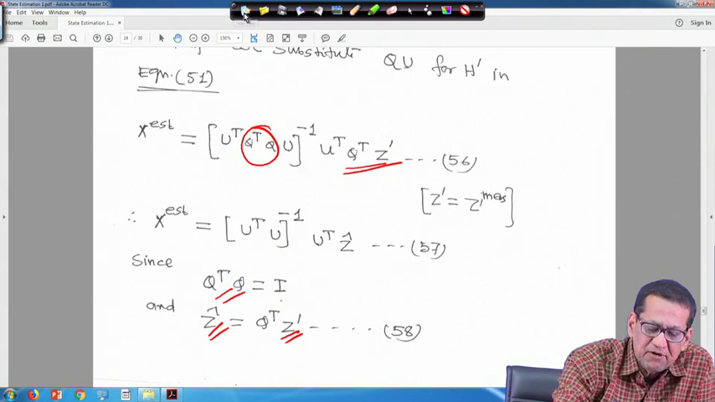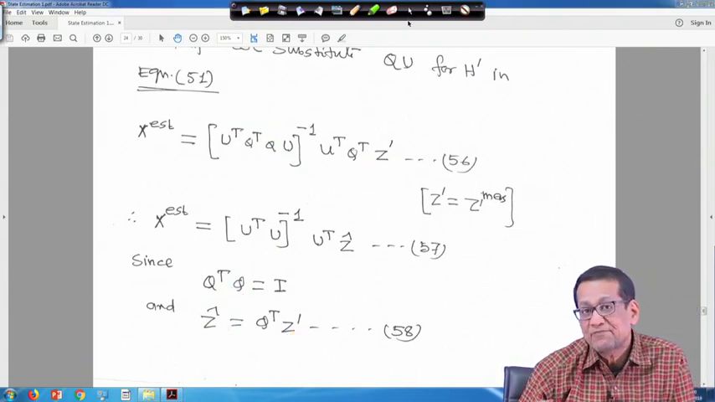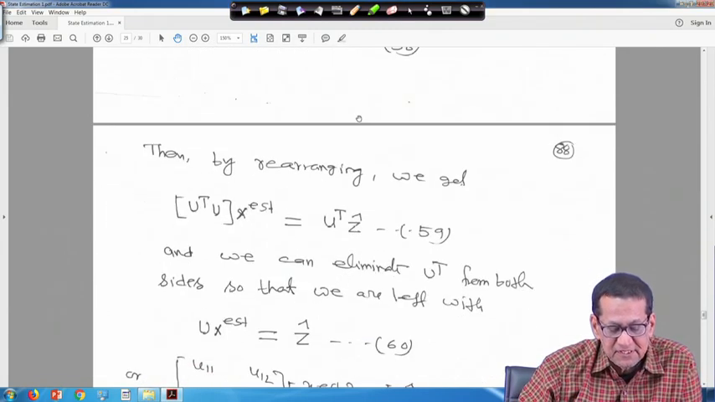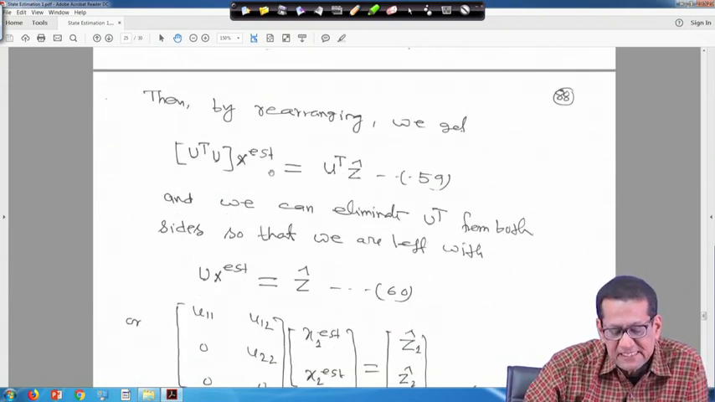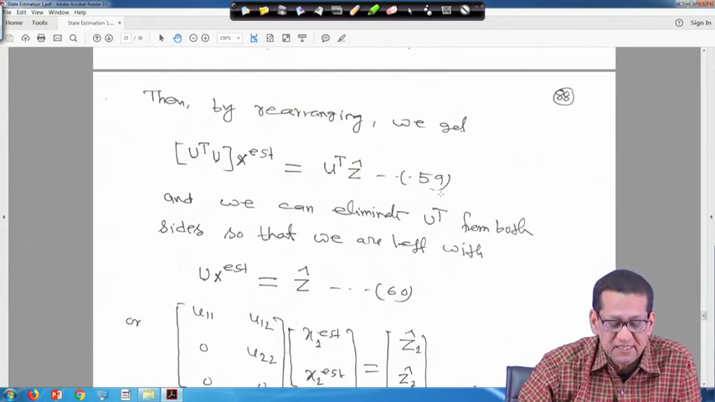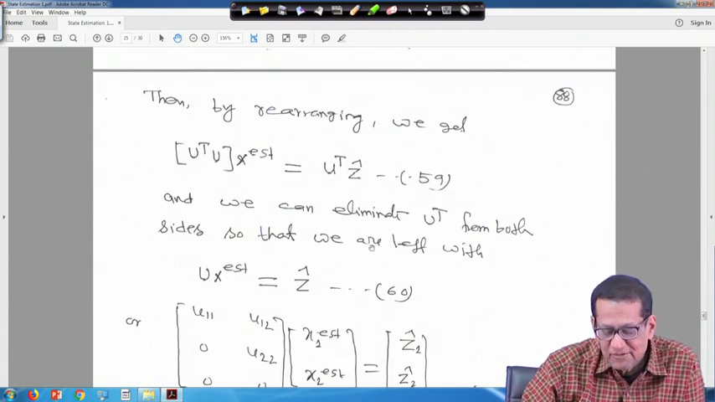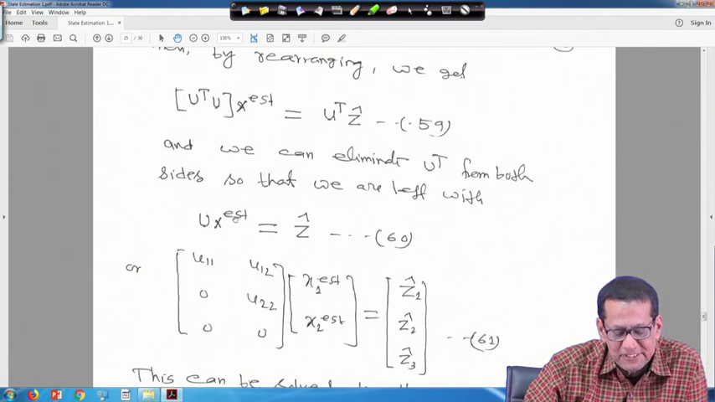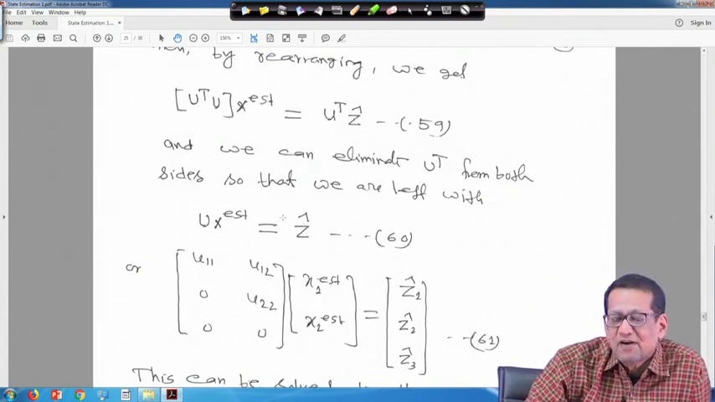Our objective was to eliminate that R inverse, that is the R matrix, from the mathematical equation. Then by rearranging you will get U transpose U x estimated is equal to U transpose Z cap. This is equation 59, and we can eliminate U transpose from both sides. So you are left with U x estimated is equal to Z cap. Look how simple it has become now.